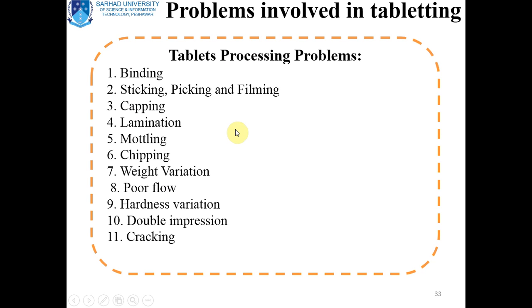Now in this part of the lecture we will discuss in detail the problems involved in tableting. There are different problems we face during the processing of tablets, including binding, sticking, picking, filming, capping, lamination, mottling, chipping, weight variation, poor flow, hardness variation, double impression and cracking.